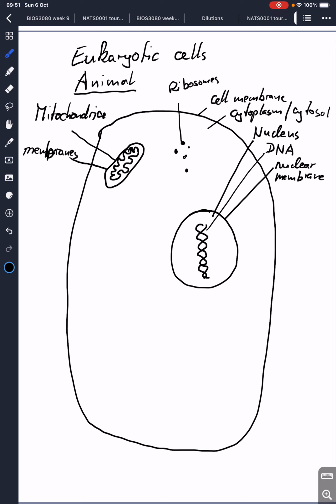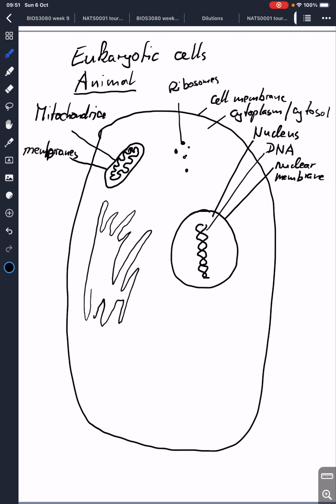We also have a very extensive membrane system in the cell, which might look a little bit like this. This is referred to as the endoplasmic reticulum.